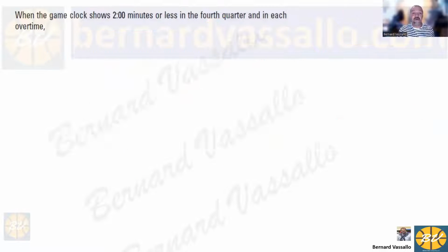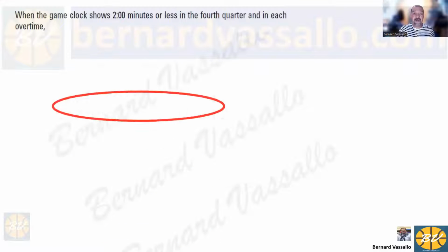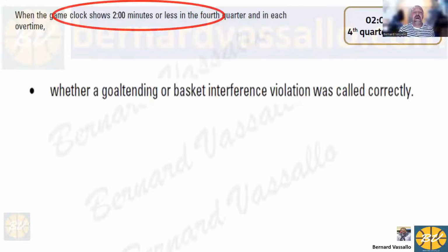Therefore, as you could see there on the slide, also in the last 2 minutes of the game or any overtime, if the referees have called any basket interference or goaltending violation, the referees could also stop the game to check whether this goaltending call or basket interference call was called correctly.